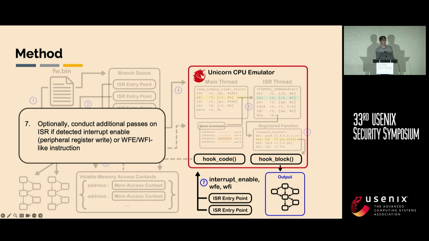And then lastly, this is a little architecture specific, but we can optionally conduct additional forced execution passes on ISRs if we detect writes to interrupt enable registers that are memory mapped, or we encounter a wait for event or wait for interrupt instruction. This is just to increase our potential coverage, and get more of the memory states that might affect indirect branches.